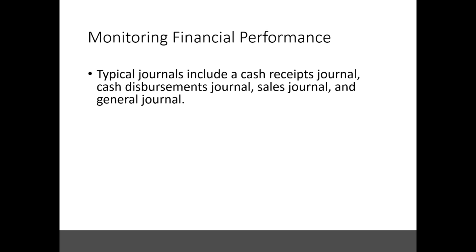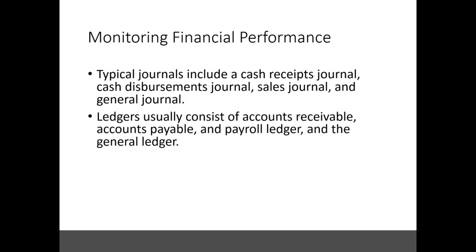Other journals include a cash receipts journal, a cash disbursements journal, where your money's going, a sales journal, and then a general journal. Ledgers usually consist of your accounts receivable, and that's who owes you money. It's worth something. You billed $100,000 worth of advertising. You might not have that $100,000, but that is worth something to your business. It's called your accounts receivable. Accounts payable is what you owe out to different businesses. Your payroll ledger, and then your general ledger.